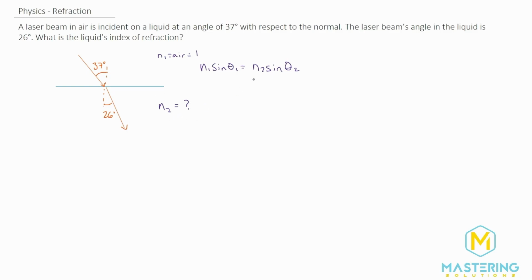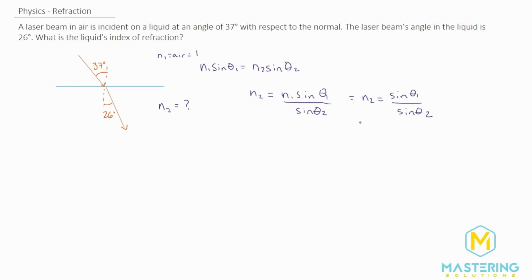And so if we rearrange the equation, let's isolate n2. To do that, we can simply divide both sides by sine of theta 2. So n2 is equal to n1 sine of theta 1 divided by sine theta 2. So we have all the values here. We know that n1 is 1 for air. So we could simplify it for this question one step further and say n2 is equal to sine of theta 1 divided by sine of theta 2.